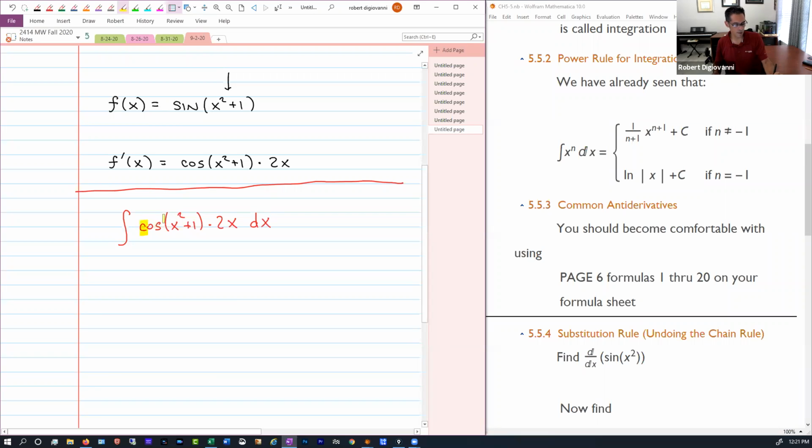So we're looking at this, and we're asking ourselves, what is its antiderivative? Now we know what it is, right? It's sine of x squared plus 1, right? We know that, but we're acting like we don't. So the question becomes, how do we get back to that? Like, how do we go from there back to sine of x squared plus 1? How are we going to do it?